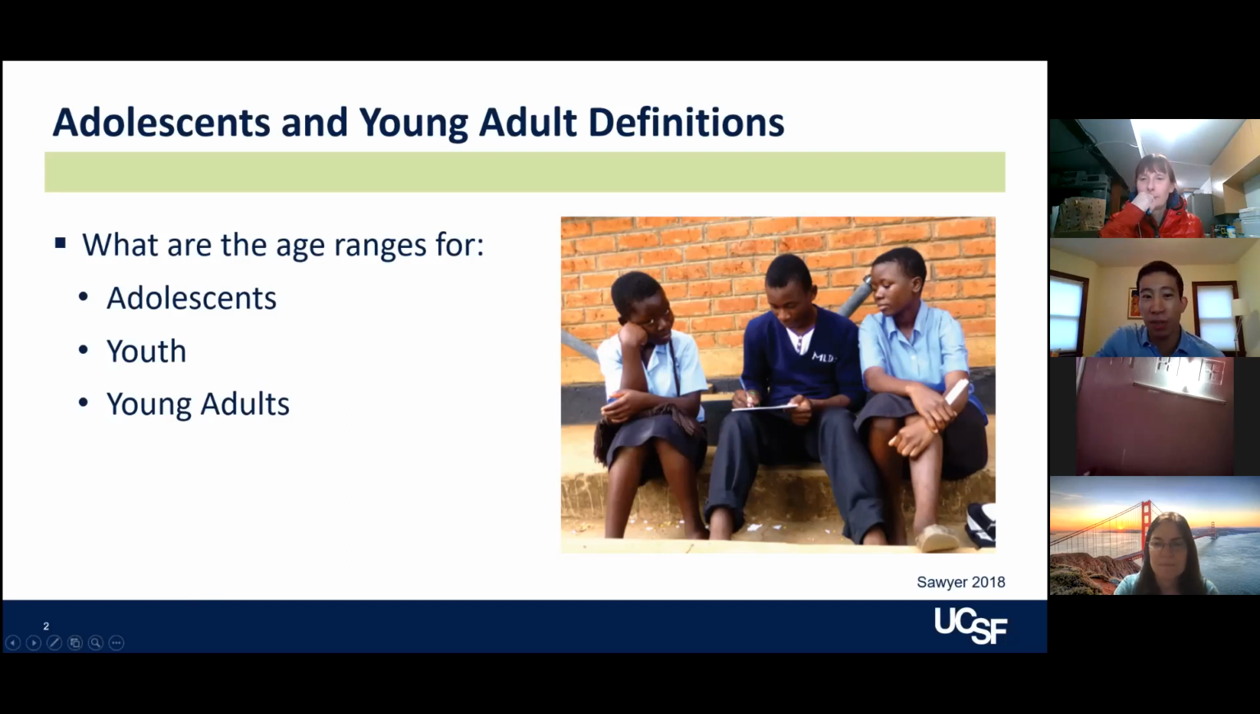And so I actually just wanted to start out by asking you, based on the reading, what in general do you think are the ages that define an adolescent?